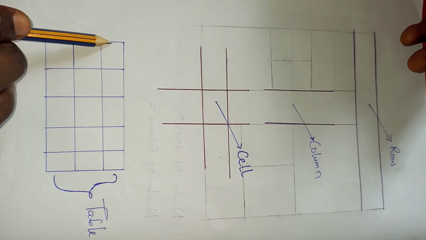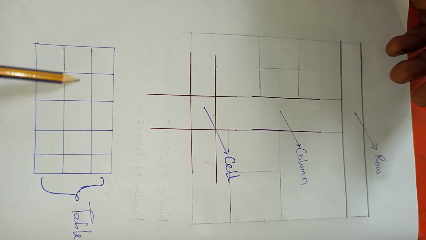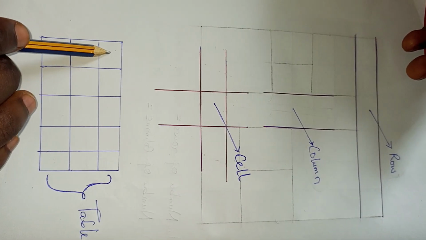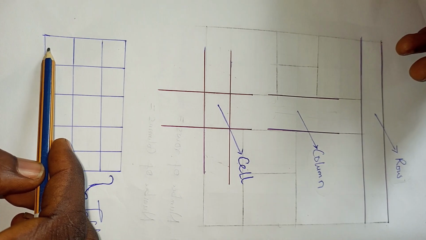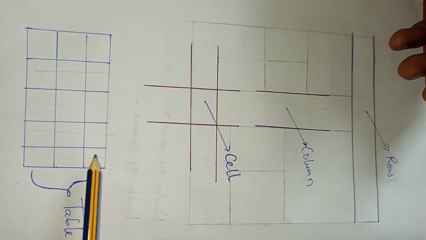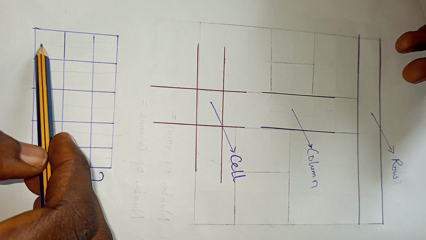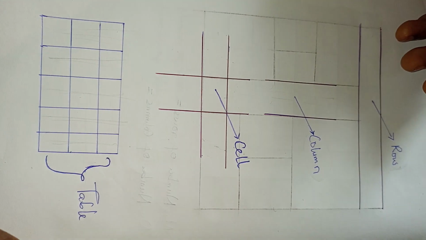Rows are horizontal spaces running through your table. Like you have this one, you have this one. These are rows. And then you have columns. Columns are the vertical spaces running through your table, not the lines, the spaces. The vertical spaces running through your tables are called columns.